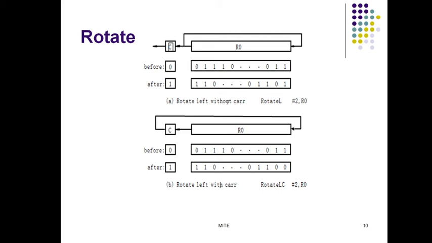Next we shall see rotate left with carry. It is also the same. What happens is the carry bit will be rotated back to the other end of the contents of R0. Initially carry will be containing 0. What are the contents of R0? It is 0 111 dash dash dash 011.